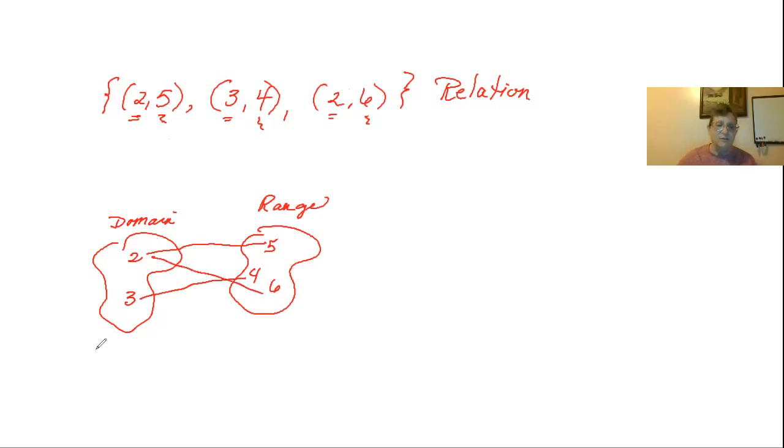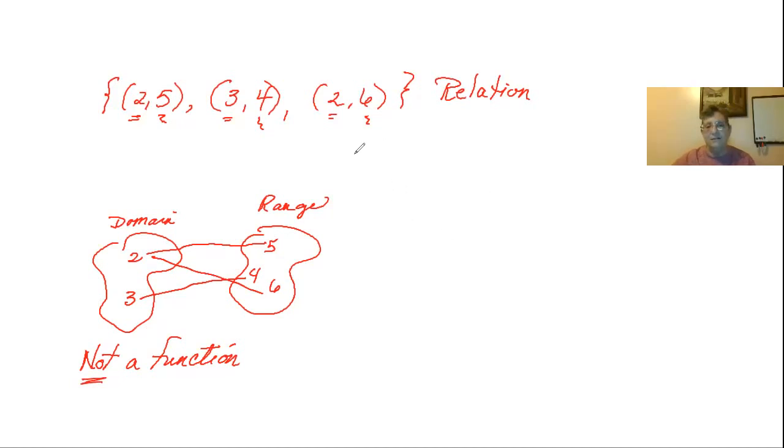This is a relation, but it is not a function, because a function is a special kind of relation in which every domain element maps to one and only one range element. And because the 2 maps to 2 different numbers in the range, this is not a function.